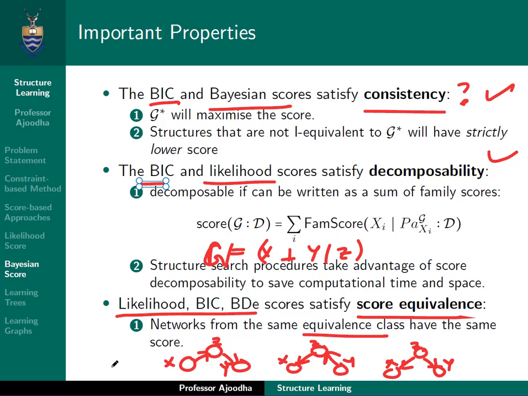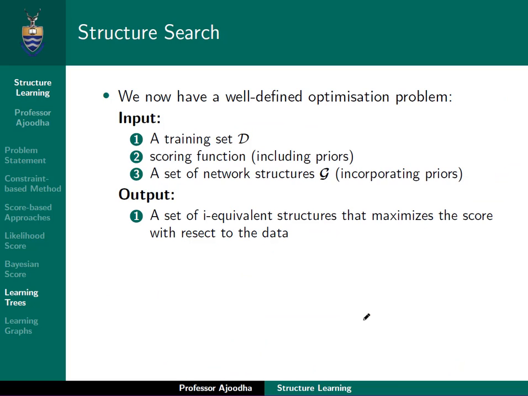All of them satisfy that particular independence property. And so if the score that we use, like likelihood, BIC, BDE, and so on, gives us the same score for all of them, like maybe 30 and 30 and 30, then we say they are score equivalent, that the score is score equivalent.